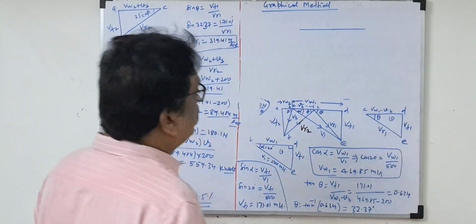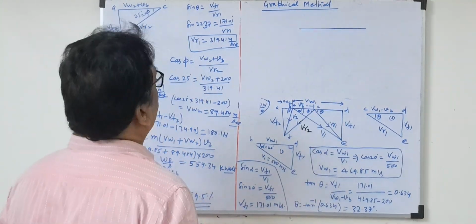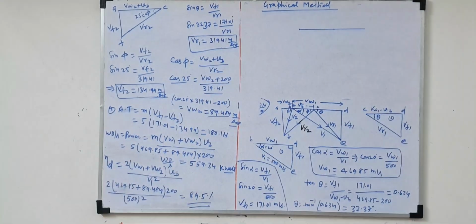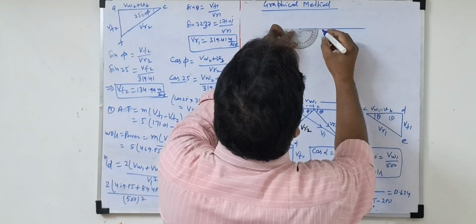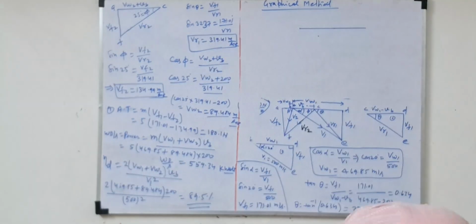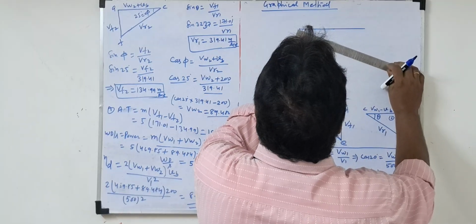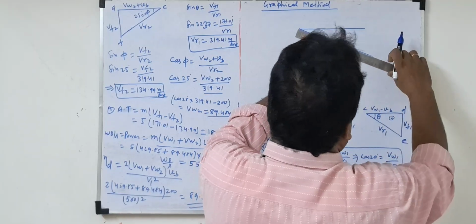At this point, what is the nozzle angle given? 20 degree. So here we'll draw, using the protractor, the 20 degree angle, and we'll draw the line at 20 degree.